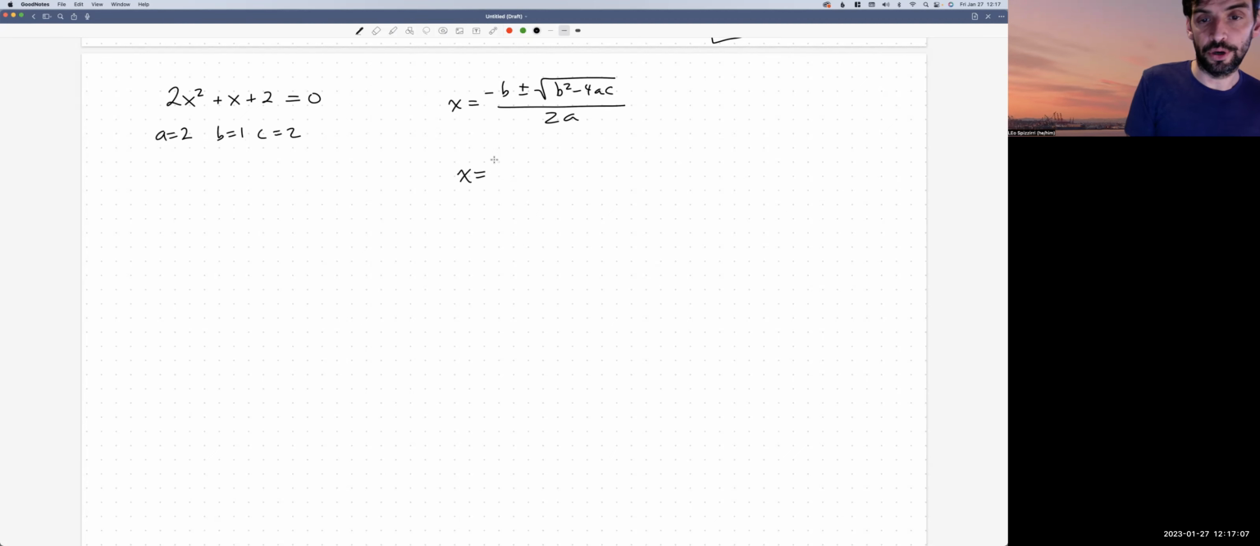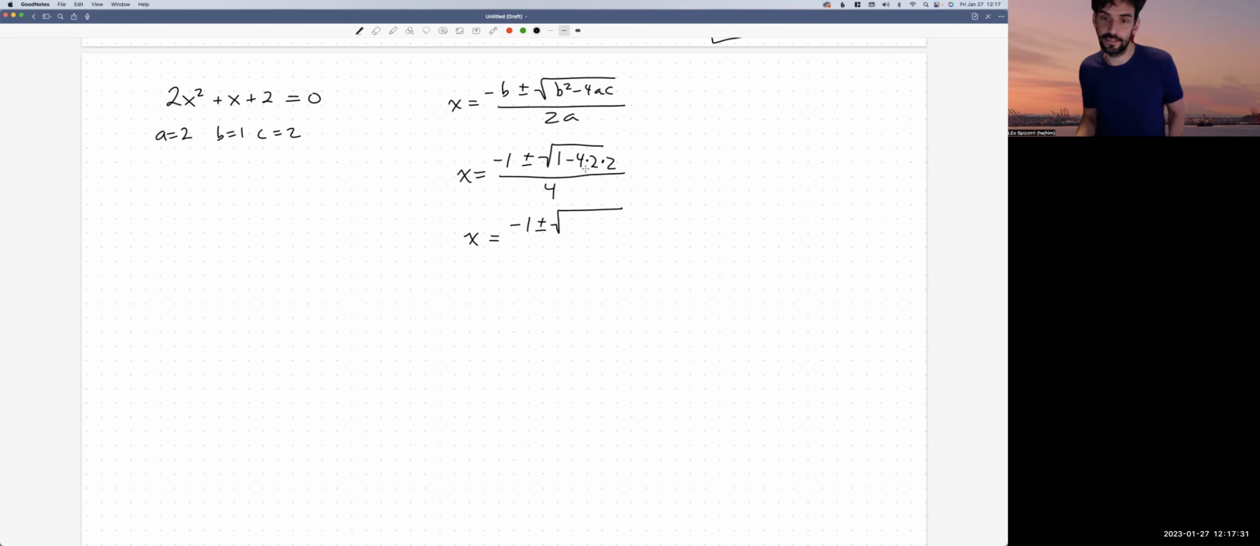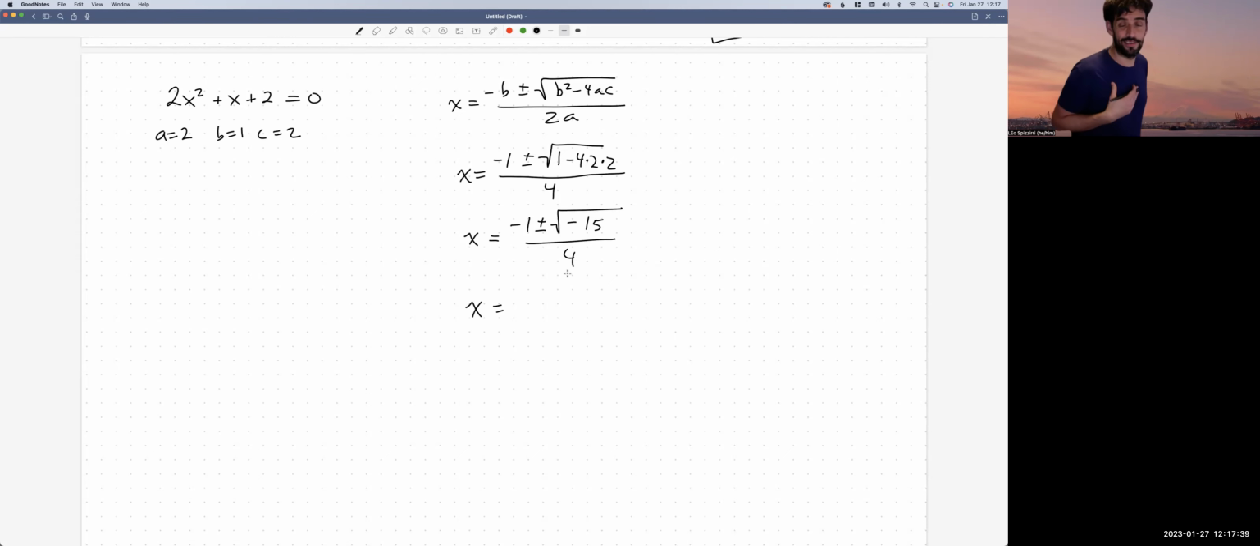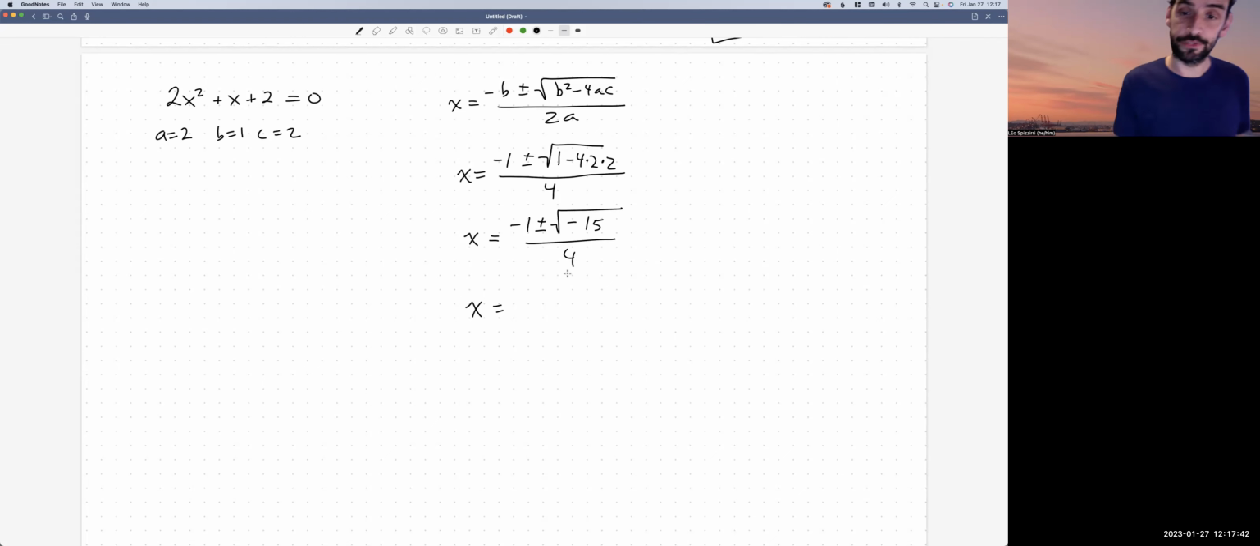So B is 1, so we've got negative 1 plus or minus the square root of B squared. 1 squared is 1, minus 4 times 2 times 2, all over 2a, so all over 4. X is going to be equal to negative 1 plus or minus the square root of 1 minus 16, so negative 15, over 4. And we see immediately that this is not solvable unless we allow for complex numbers. So let's write this as i times root 15 over 4.